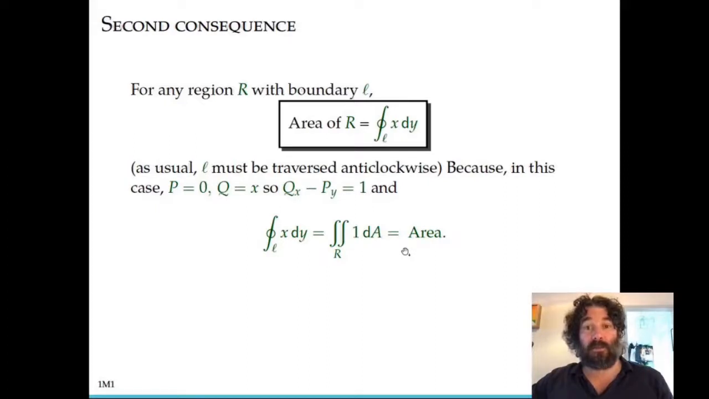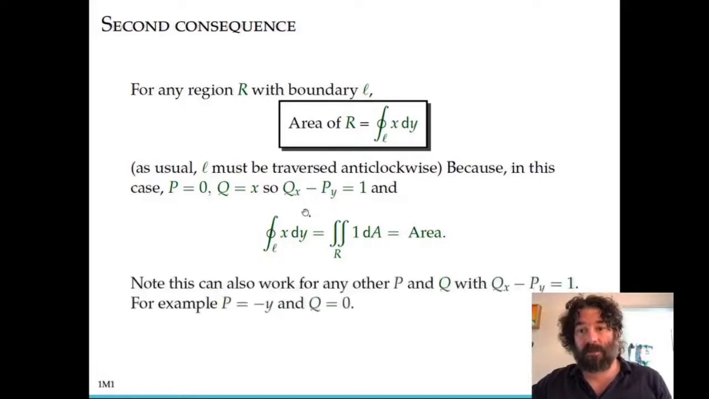And one thing to point out here is that there are also other differential forms that have the same property. So here we have the line integral of this differential form x dy. But in fact, there could be other choices of p and q so that qx minus py equals 1. There's infinitely many other choices. And they would all give the area when we do the line integral around the boundary of a region. So this is also quite general, really.